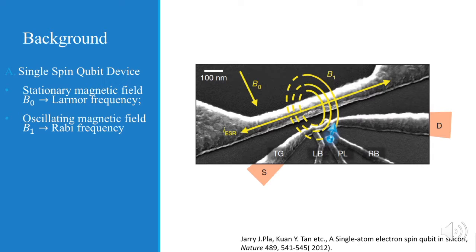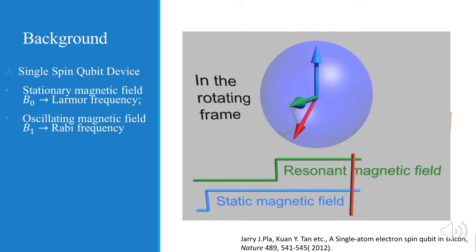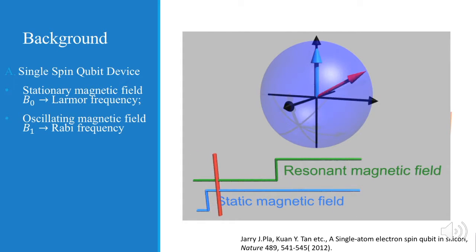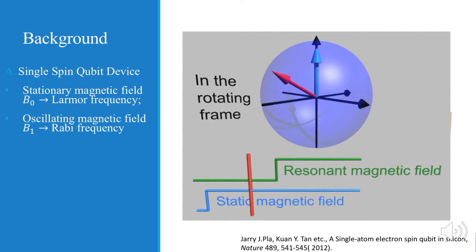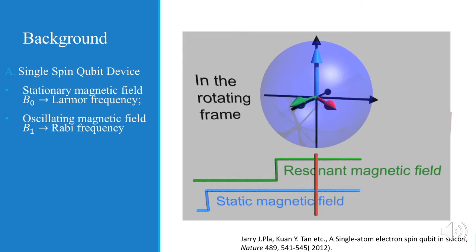For the background of this paper, I would like to talk about the single spin qubit device first. I think we are already very familiar with this topic. Here we have the microwave transmission line shown in the upper left portion. The donor is subject to an oscillating magnetic field B1 from the transmission line, which is perpendicular to the in-plane external field B0. We have this stationary magnetic field B0, which drives the Larmor frequency. And after we switch the frame and we apply the oscillating magnetic field B1, we will have this Rabi frequency.